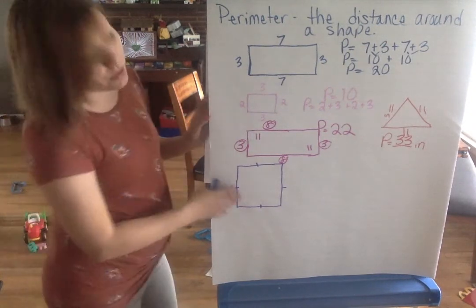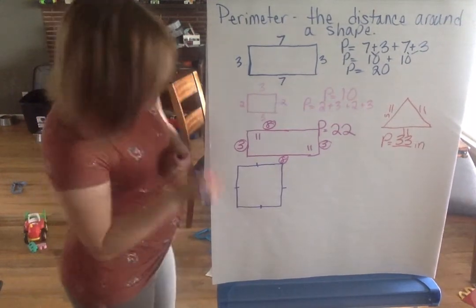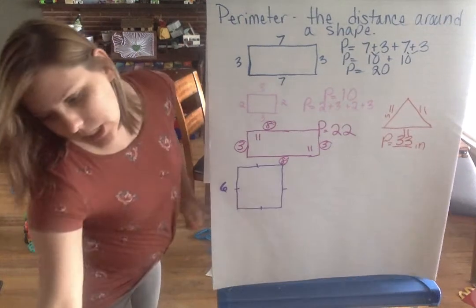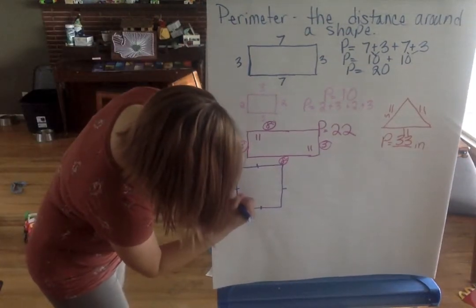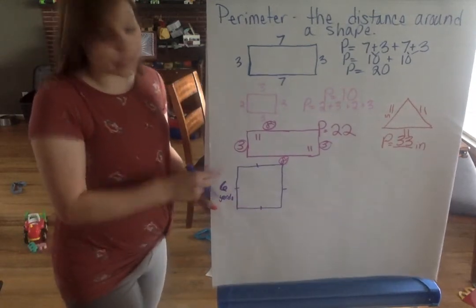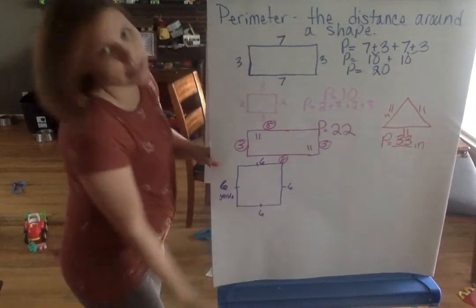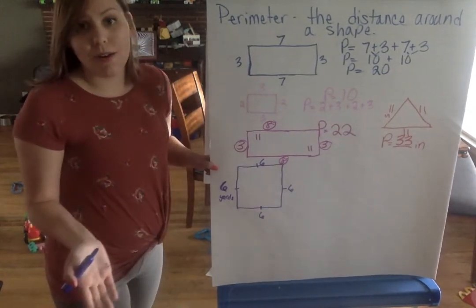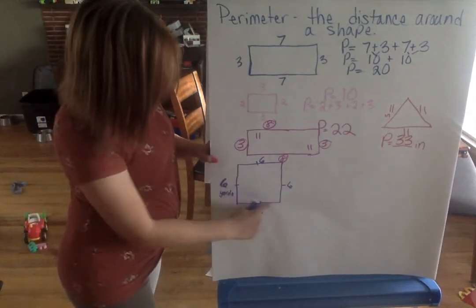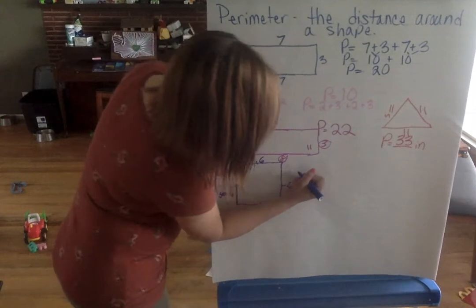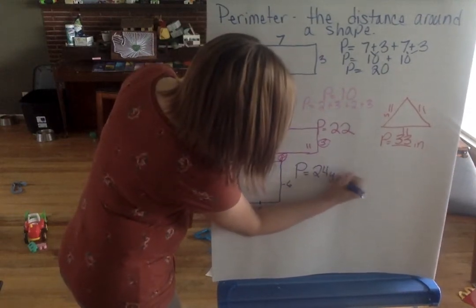So I know that the square all has equal sides, and it tells me that one of those sides is measured at 6 yards, or feet, yards. And since I know that one side is 6 yards, that means that this side is 6, this side is 6, and this side is 6. And I know from multiplication that 6 times 1, 2, 3, 4 sides will get me a perimeter of 24 yards.